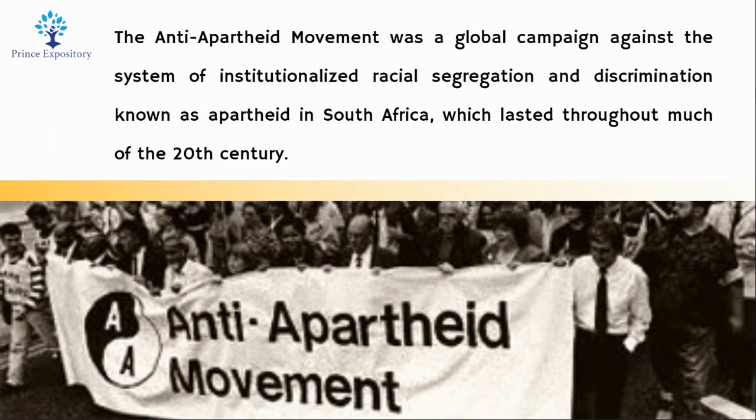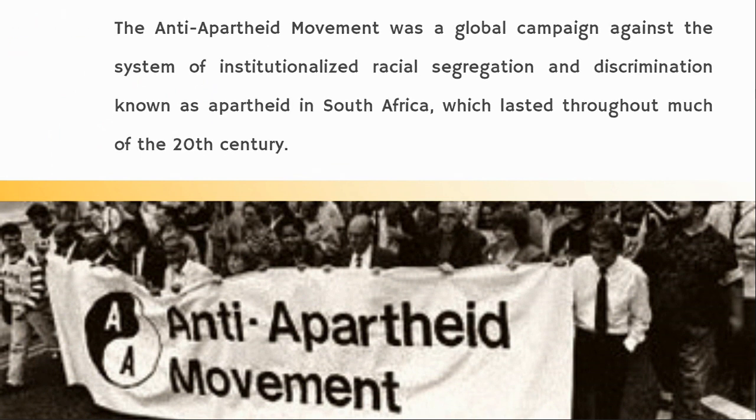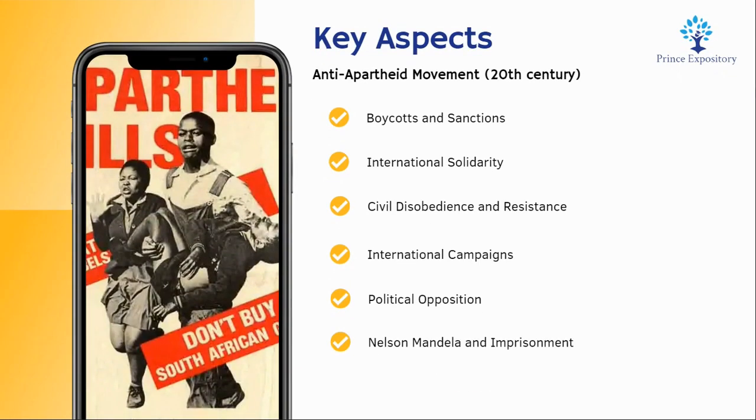The movement against apartheid gained momentum internationally from the 1950s onwards, with numerous individuals, organizations, and governments condemning the oppressive regime in South Africa. Some key aspects of the movement include boycotts and sanctions, international solidarity, civil disobedience and resistance, international campaigns, political opposition, Nelson Mandela, and imprisonment.